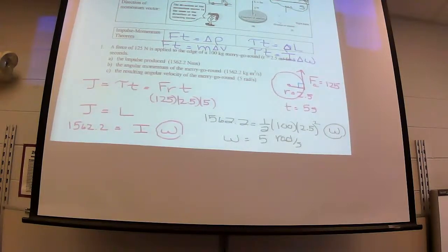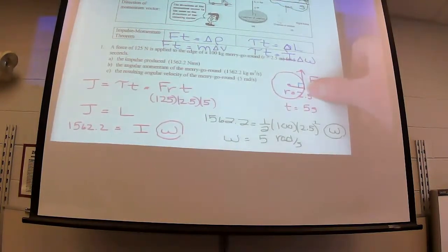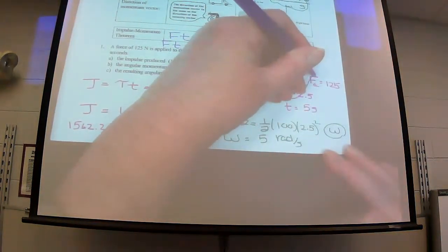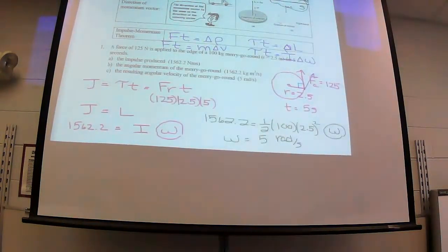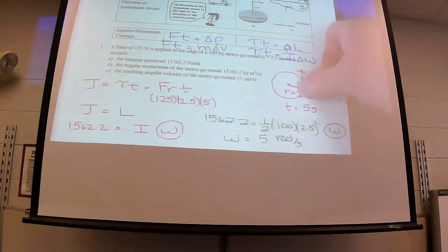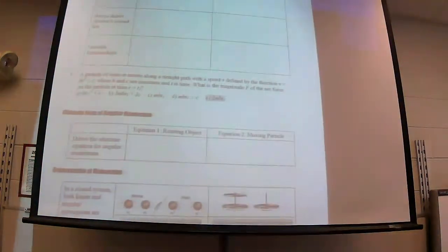I want to just point out one thing that could be complicating. What if this person applied a force at an angle, like they pulled it out like that? Remember that you have to use the F that's perpendicular to the radius. All right, we're going to flip it over.